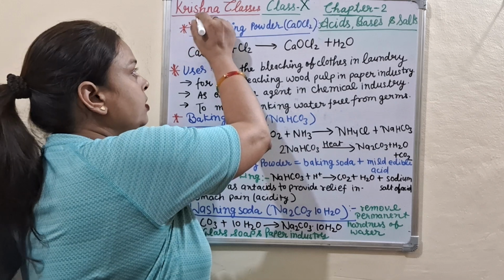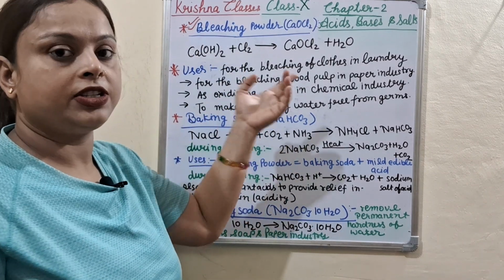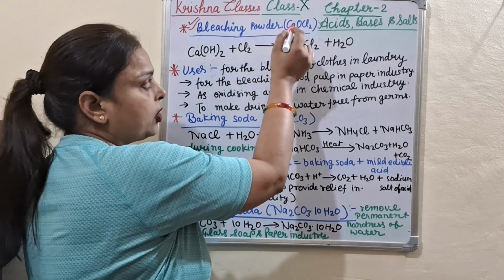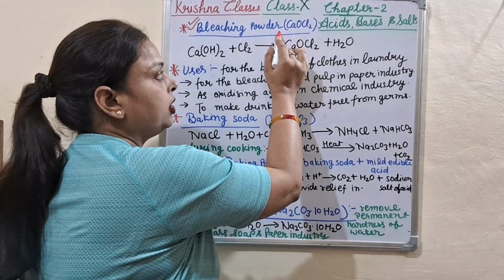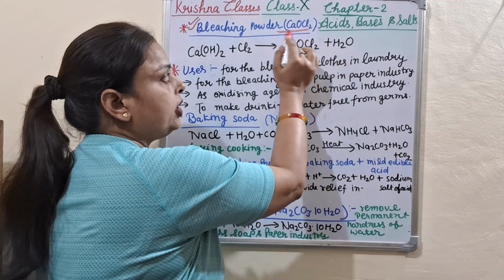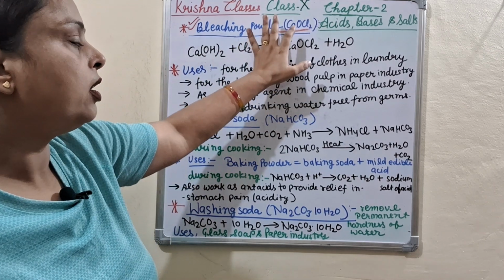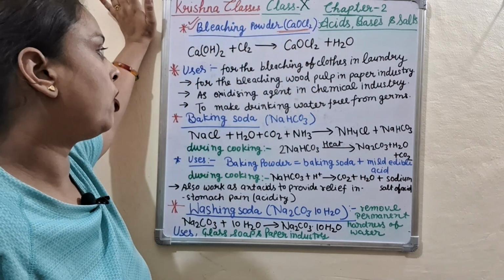First is the bleaching powder. What is the bleaching powder? The formula of bleaching powder is CaOCl2. This is the formula of bleaching powder.